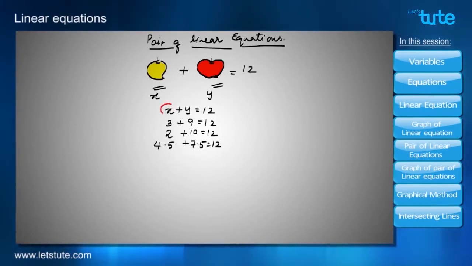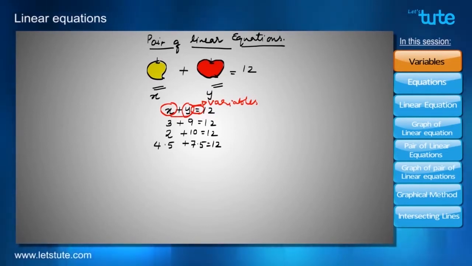Since the values for X and Y are varying from time to time, they are called as variables. And we can see the equal to sign over here, which shows that left hand side values and right hand side values are equal. Therefore, this mathematical expression is called as equation. Now we have the equation X plus Y equals to 12.